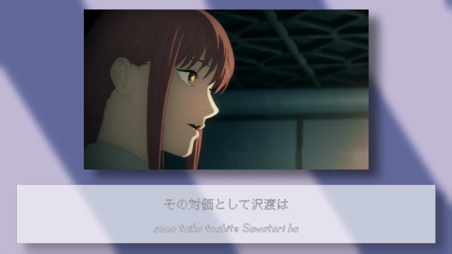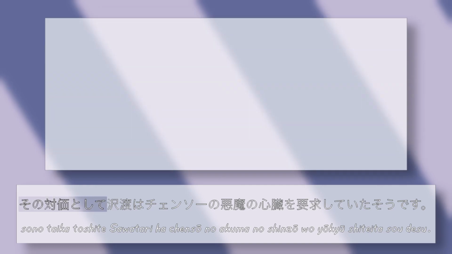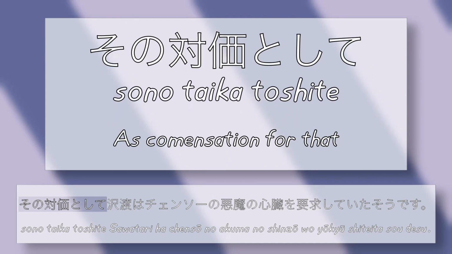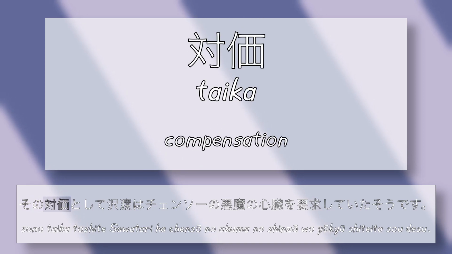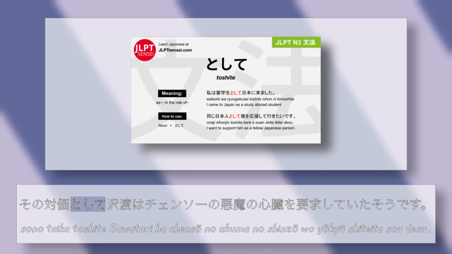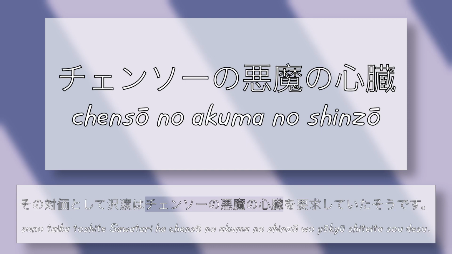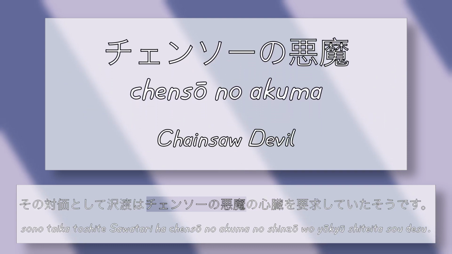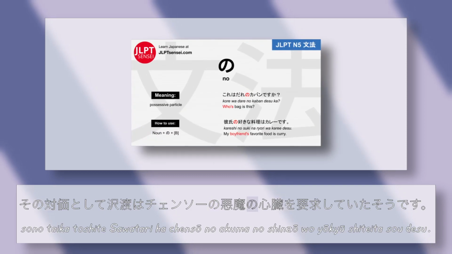Next sentence. First is sono taika toshite, which means as compensation for that. Sono means that and is talking about the guns that were distributed to the yakuza. Taika means compensation, and toshite is a grammar structure which means as. Next is the name, Sawatari again, and then Chainsaw no Akuma no Shinzo. Chainsaw no Akuma is Chainsaw Devil, and Shinzo means heart. The first no is the one like I described before, that X is a subset of Y, while the second no here is the possessive no.